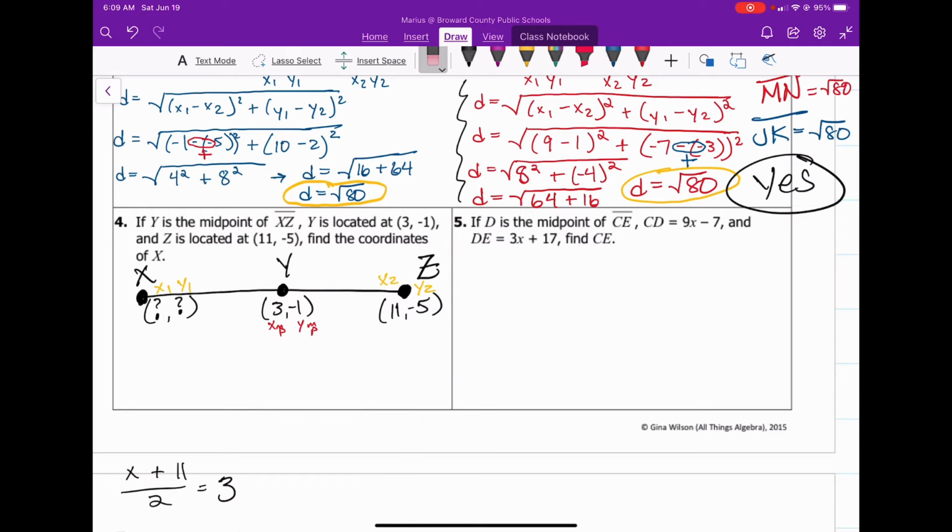So we said x plus 11 divided by 2 equals positive 3. If we're solving this, the first thing we want to do is multiply both sides by 2.